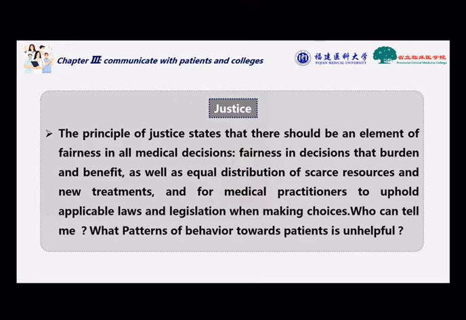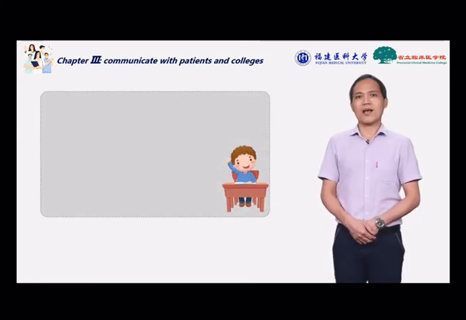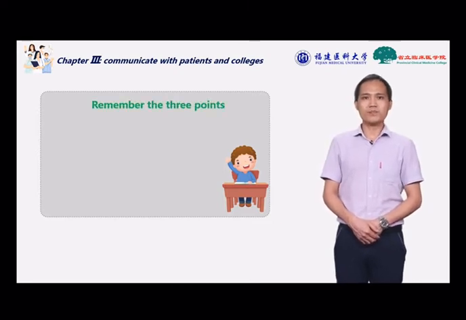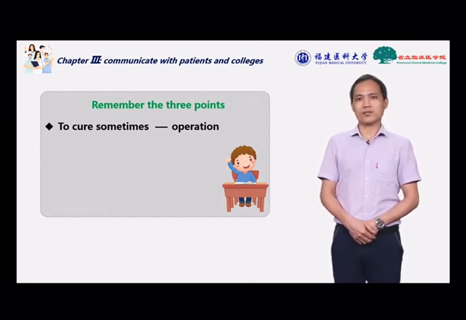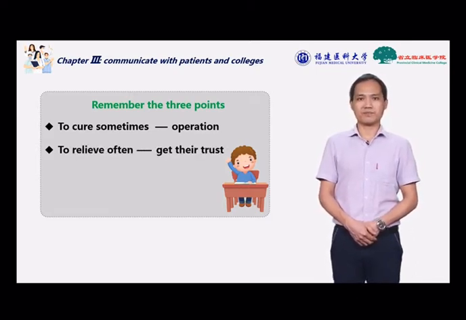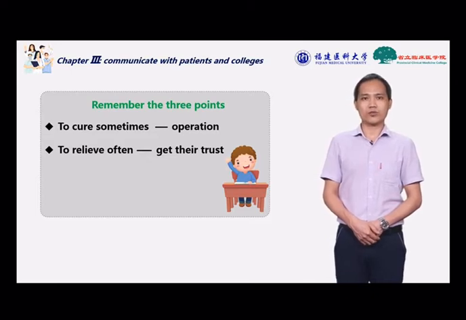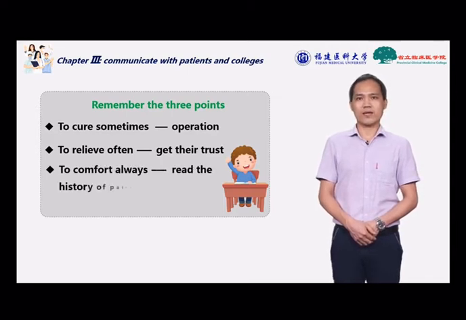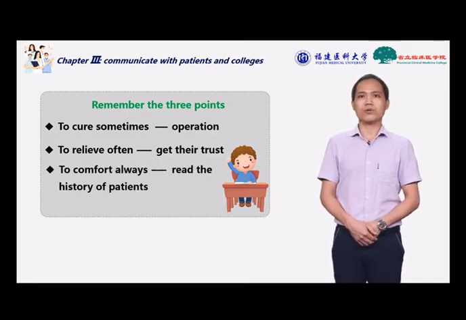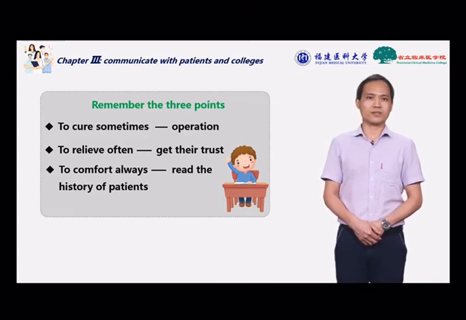Who can tell me what patterns of behavior towards patients are unhelpful? Okay, now, as we know, we have to remember the 3 points. First one is to cure sometimes. This is the operation. Second, you have to relieve often, get their trust. Third is to calm always, and this means we have to read the history of patients.